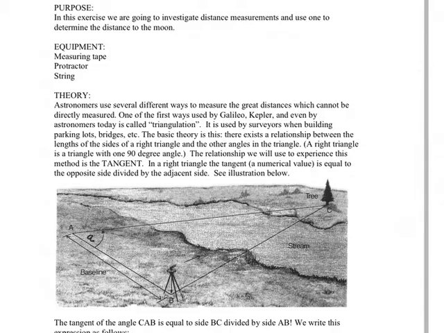So what I'm going to have you do is practice this on a table, and then I'm going to have you go outside and find some distant object, like a tree or a flagpole or some other thing. And we're going to use a right triangle to measure how far it is without actually having to measure the distance. So we're going to start off with a table.